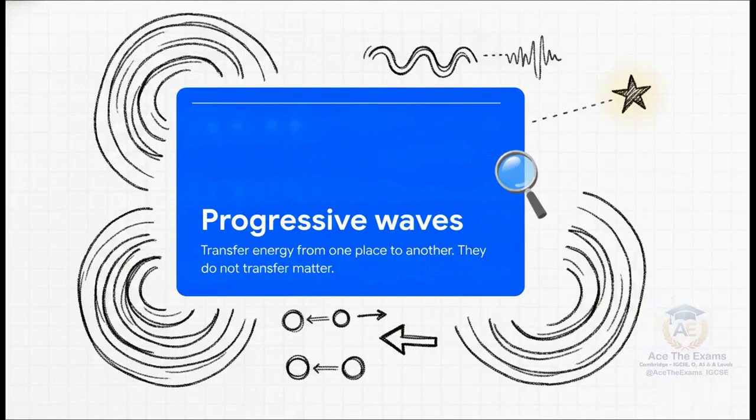The actual physical matter, the air molecules in your room, the water drops in that pond, they essentially stay right where they started. They just oscillate back and forth about their equilibrium position. They are the delivery mechanism, not the package itself.